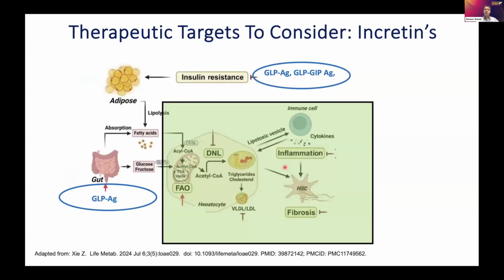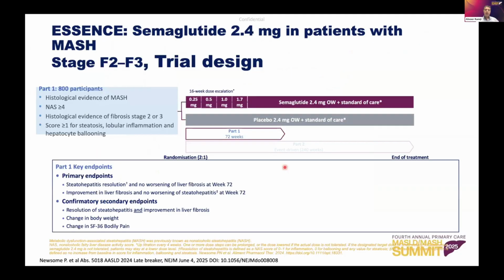Let's move down to the incretin therapies. These are thought to affect, treat or moderate hepatic steatosis extrahepatically and through effects on insulin resistance. I'm first going to mention the phase 3 data set, which is of semaglutide at 2.4 milligrams weekly, which is the obesity dose. This is done in patients with stage 2 and stage 3 fibrosis, and we can see an escalating dose weekly compared to placebo.